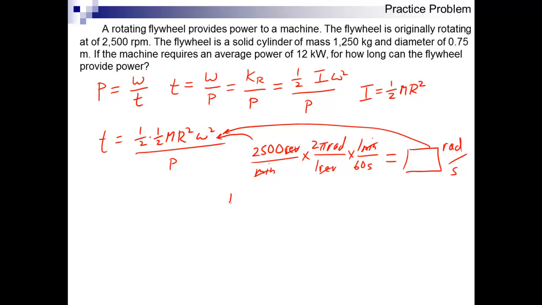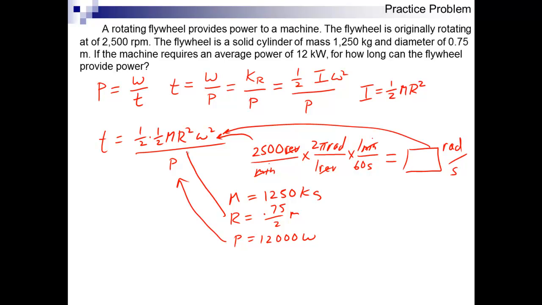Our value for M is 1,250 kilograms. That's what we'll plug in for M. For R, we've been given the diameter, so we take 0.75 and divide that by 2, and the units are in meters. Our power is 12,000 watts. And we'll plug that into there. So that's how we go about solving that particular problem.